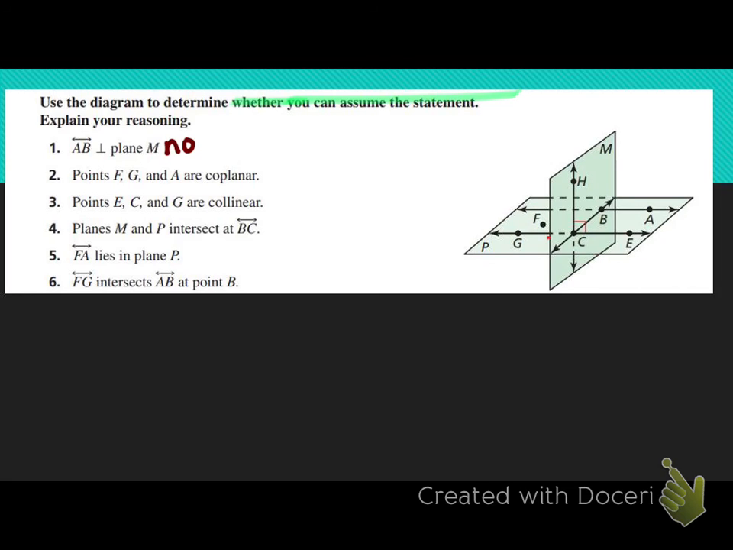E, C, and G are collinear. E, C, and G, are they on the same line? Yes. So we have a yes and a yes. Plane M intersects plane P at BC. That is a yes. That is their intersection. FA lies on plane P. That one is a yes. The last, we should be able to read and figure out that it's not a thing, right? What part's not a thing? FG. So it says line FG, but there's no line. So, nope.